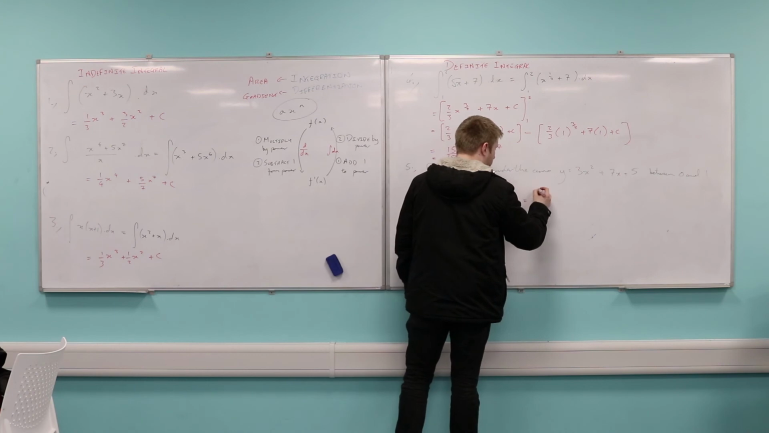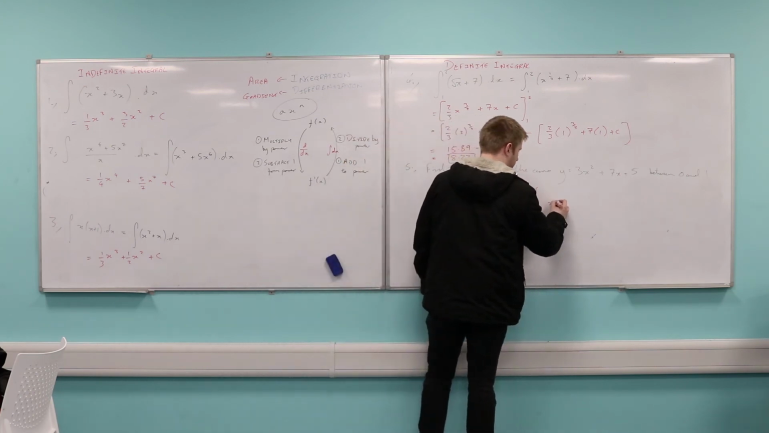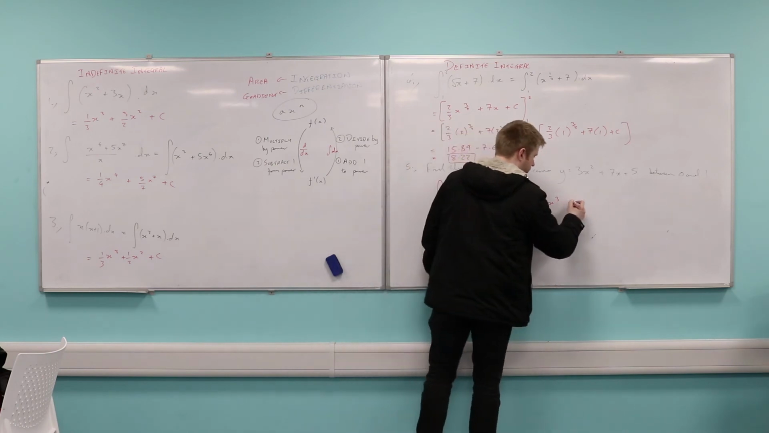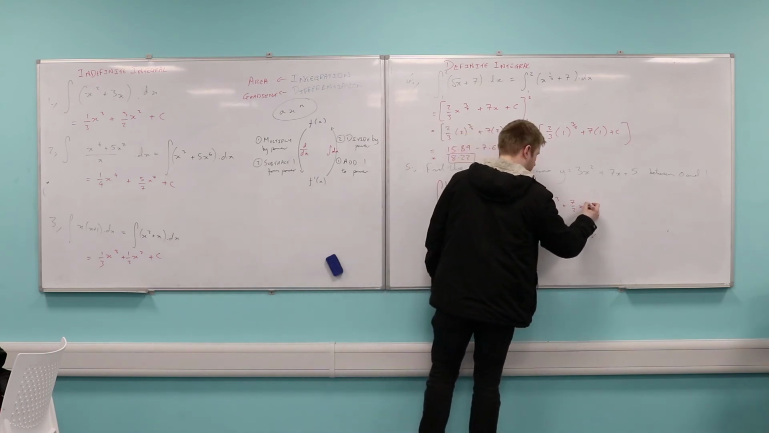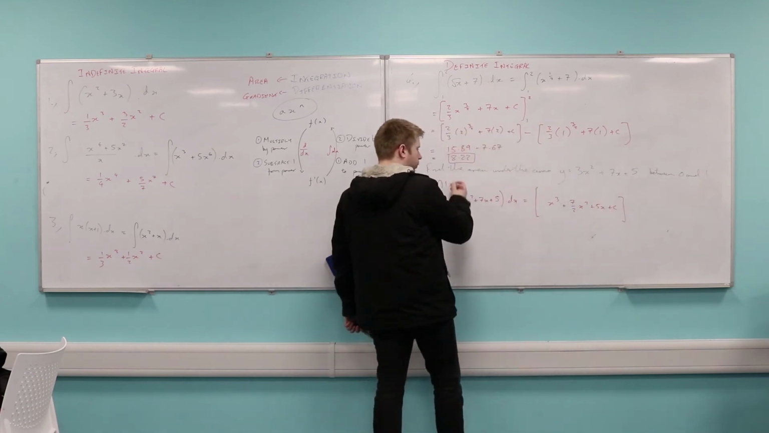So what would the area function be? x to the power 3 plus 7 over 2 x squared plus 5x. Good. Plus c. Okay, between 0 and 1.